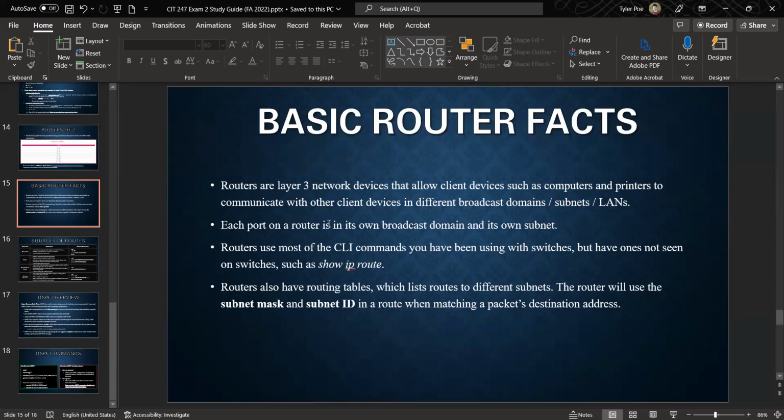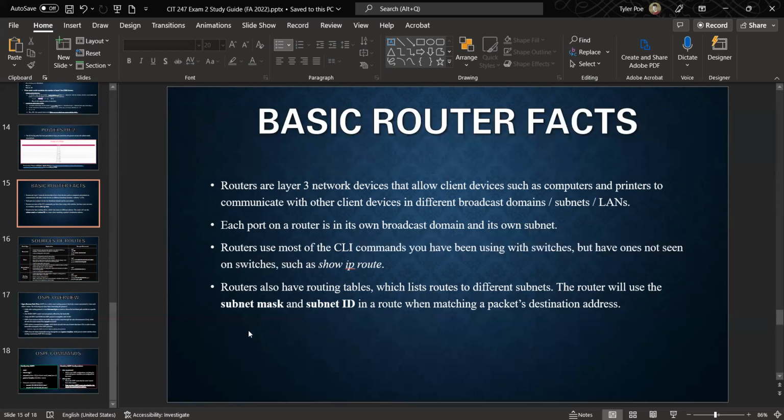Each port on a router is in its own broadcast domain and therefore has its own subnet. You've probably learned that from your router labs in GNS. So routers use most of the CLI commands you've been using with switches, but have ones not seen on switches, such as show IP route. That is for the routing table. Switches don't have that. Speaking of routing tables, they list the routes to different subnets.